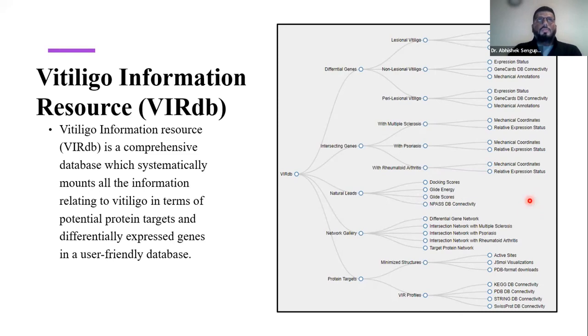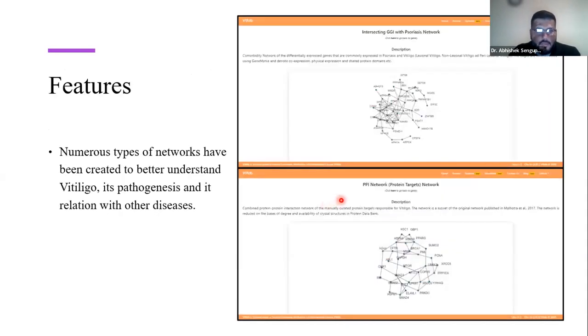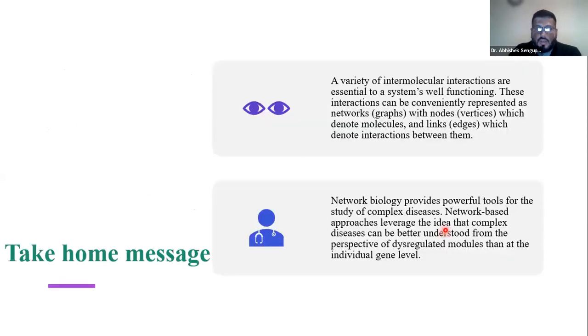This is called www.vitiligoinfores.com. So you can get to know our database more, and we have more such network based analyses, and also some drug target identification analysis, and we have published them in PRJ and F1000 Research recently. So these are some of the features like PPI networks, GGI networks, like gene-gene interaction networks, protein-protein interaction networks, etc.